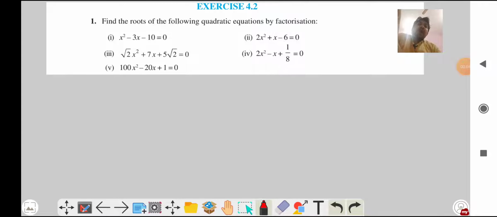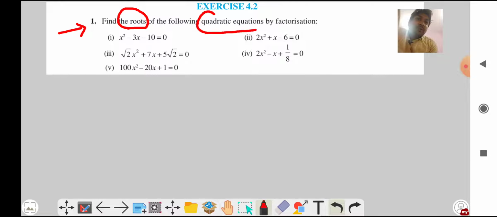Today in this video I am going to discuss exercise 4.2. So let's start with the first question, question number 1. See here, what is the question? Find the roots of the following quadratic equation.